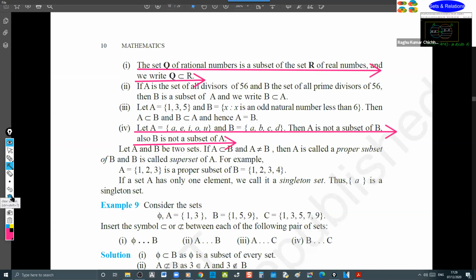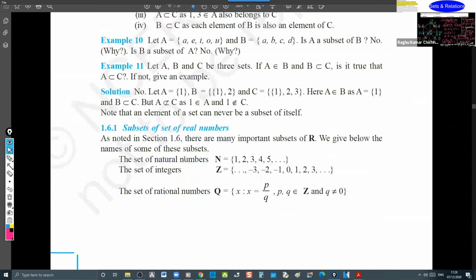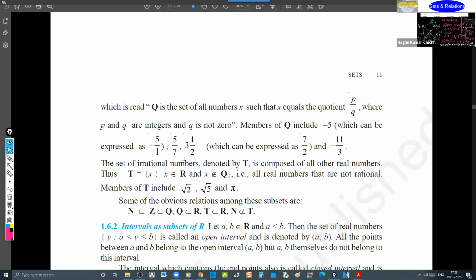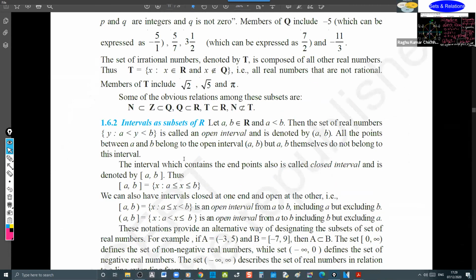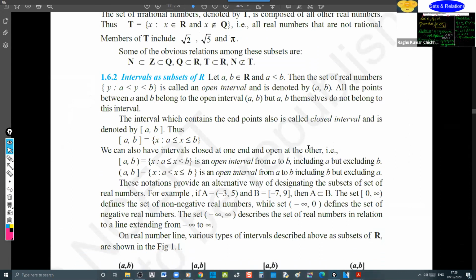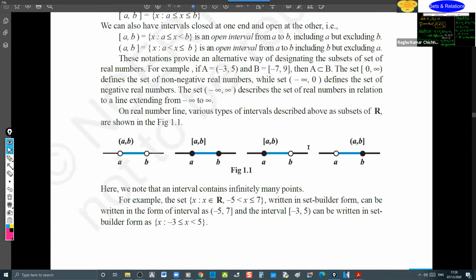Okay, let's move to the questions. If it is given subsets of real numbers, intervals, this is important. This you will get frequently. This is to be understood thoroughly, please. It is clearly given.